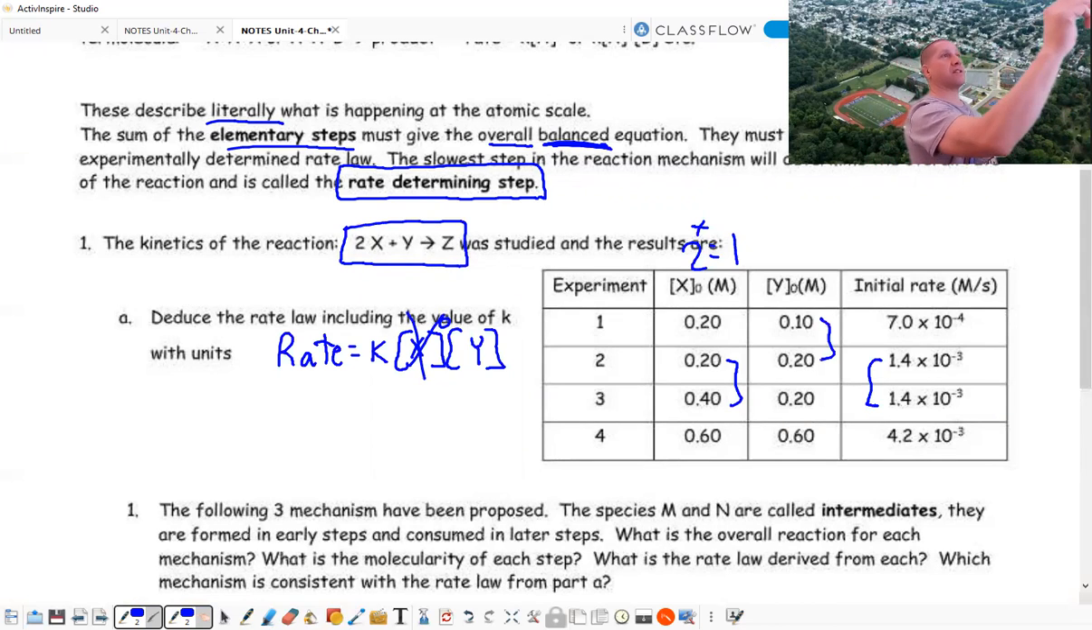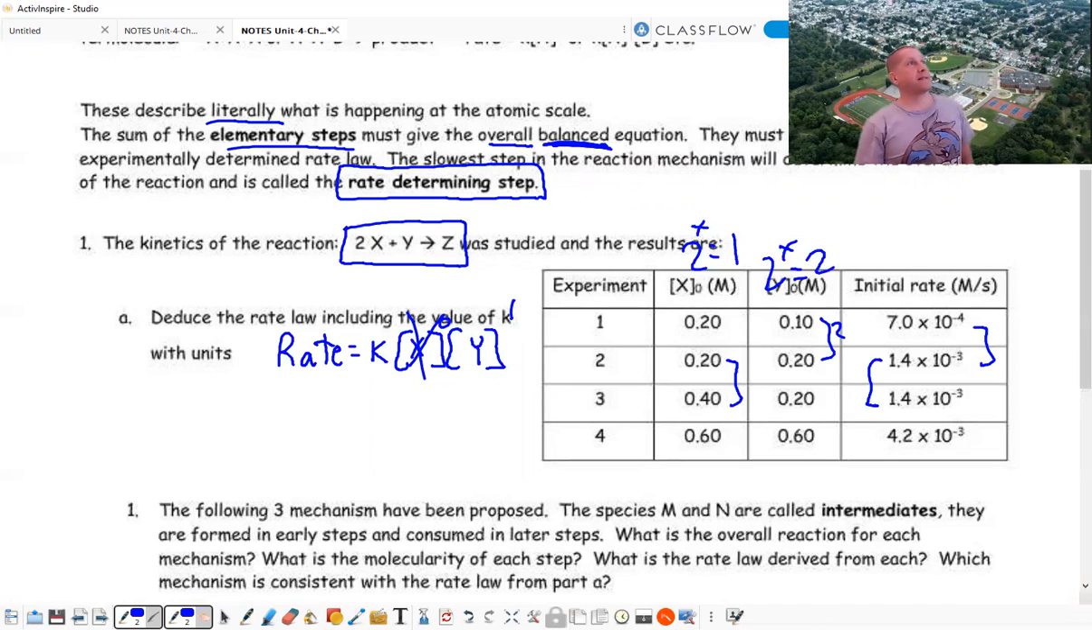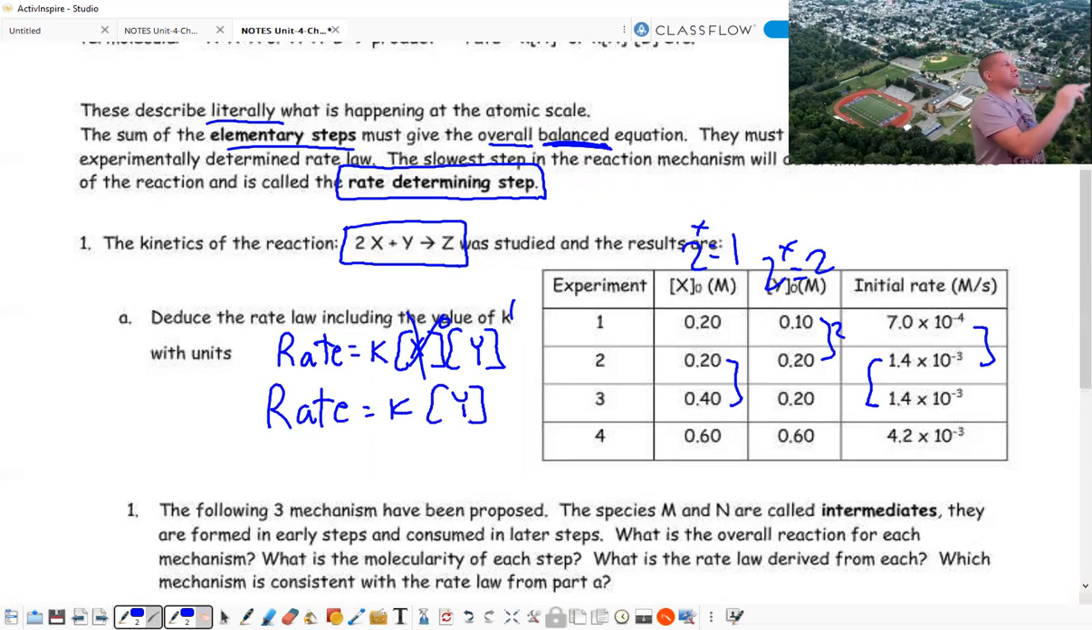I'll do that one. So that's doubling. So 2 to what power equals? Also doubling. So it's first order with respect to y. So it's 0 order with respect to x, first order with respect to y. Rate equals k times y to the first.